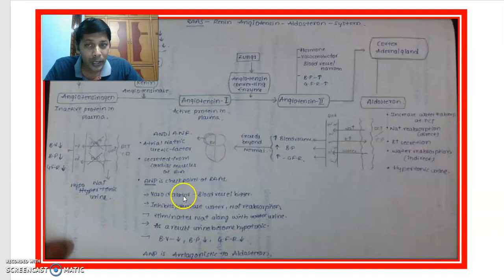It is a vasodilator, like bradykinin and histamine. It makes the blood vessel bigger, the diameter increases, and it inhibits or decreases the water and Na plus reabsorption. Here reabsorption of water and Na plus increases, but ANP is quite opposite to that. ANP is antagonistic to aldosterone.